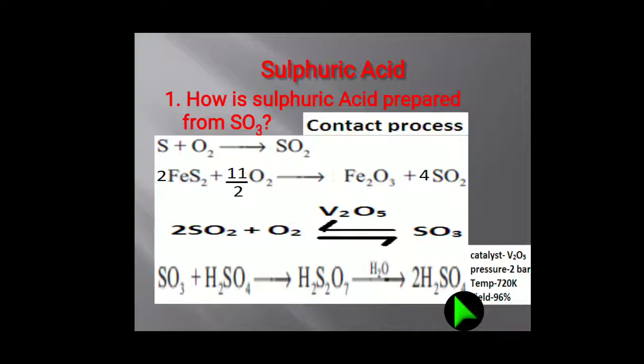Let us see the physical properties. Sulfuric acid is a colorless viscous liquid, density 1.84 gram per ml at 298 Kelvin. The boiling point and viscosity of sulfuric acid are due to the association of molecules together through hydrogen bonding.